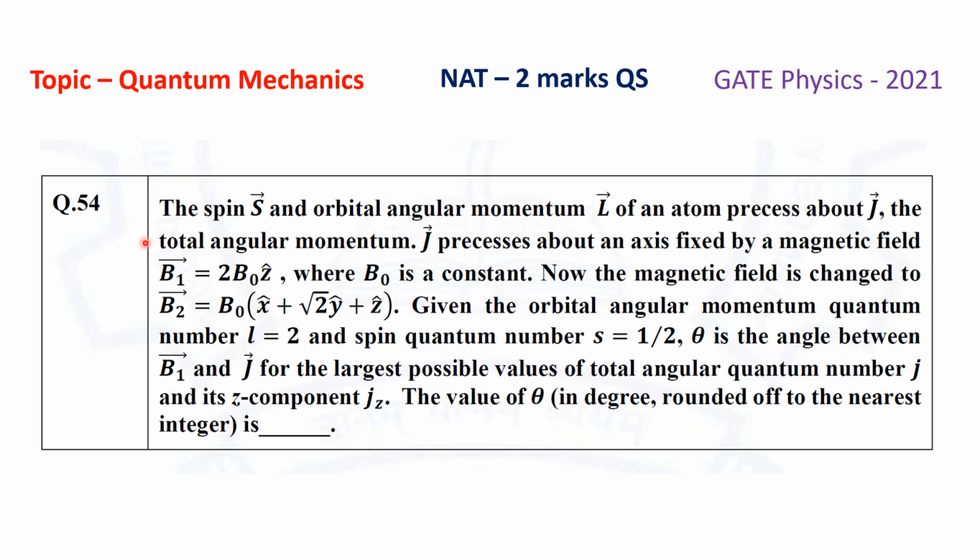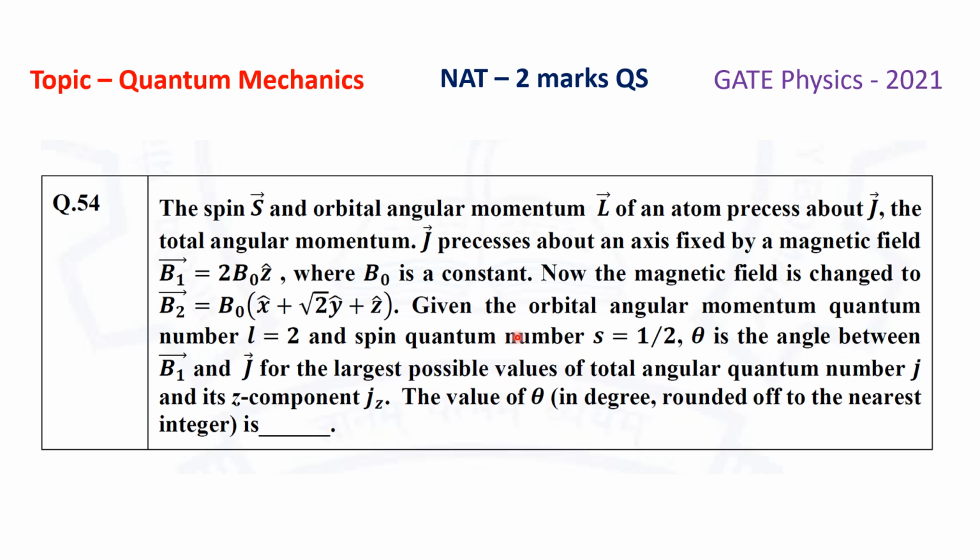The question is: the spin S vector and orbital angular momentum vector, that is L vector, of an atom precess about the total angular momentum vector, that is J vector. Now the total angular momentum vector J precesses about an axis fixed by a magnetic field B1 equals 2B0 along the z-cap direction, where B0 is a constant. Now the magnetic field is changed to B2 vector, that is another magnetic field vector, equals B0 times x cap plus root 2 y cap plus z cap.